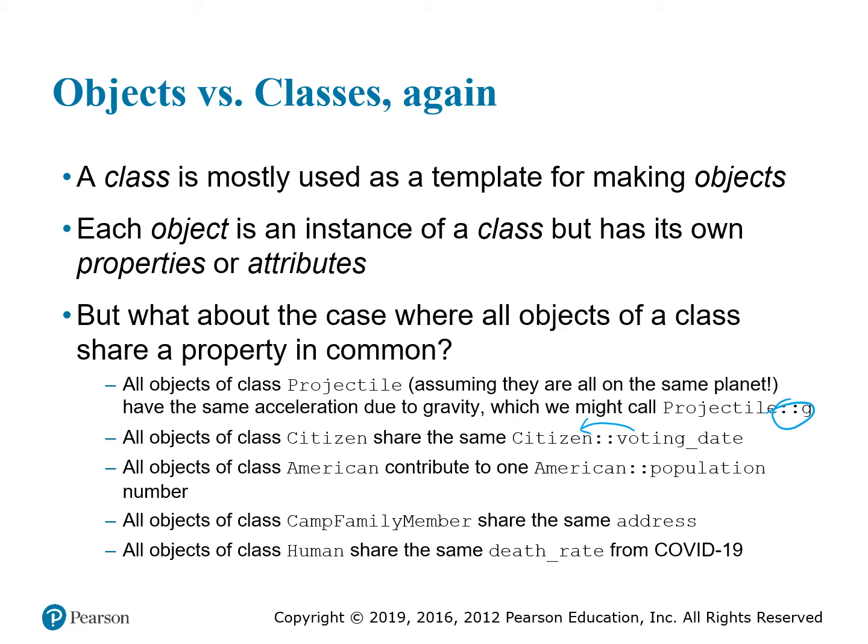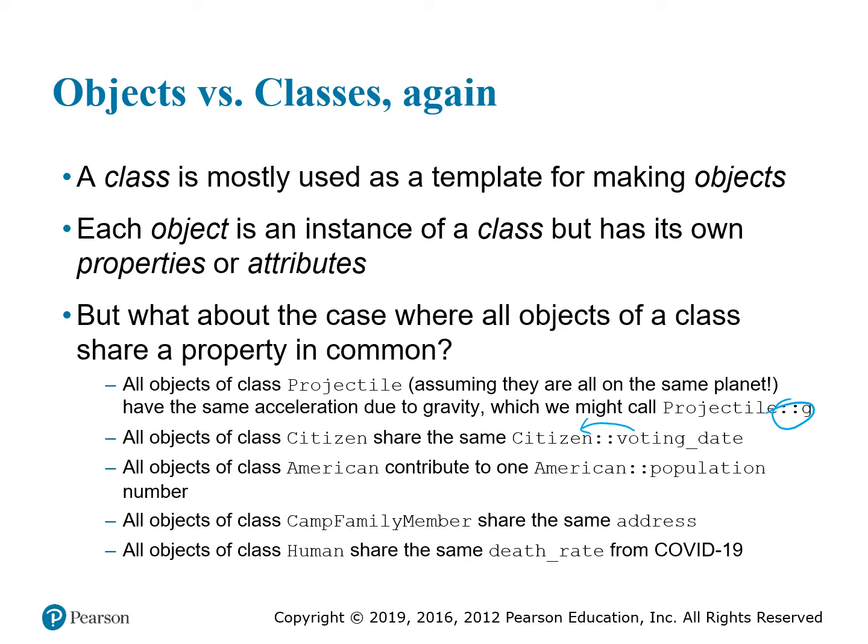Or all objects of class Camp family member, if you're me or my wife or my sons, we all share the same address. We all have a different phone number because these days everybody has their own cell phone, but we all share the same address, at least until my kids start going off to college. So I might as well make address part of the Camp family member class instead of making it an attribute of each individual object.